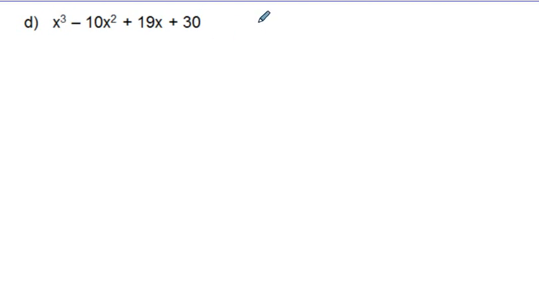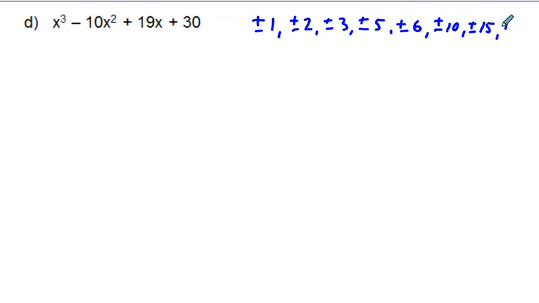So our possible rational roots are going to be plus or minus 1, plus or minus 2, all the factors of 30, plus or minus 3, also plus or minus 5, plus or minus 6, plus or minus 10, and plus or minus 15, and finally plus or minus 30.